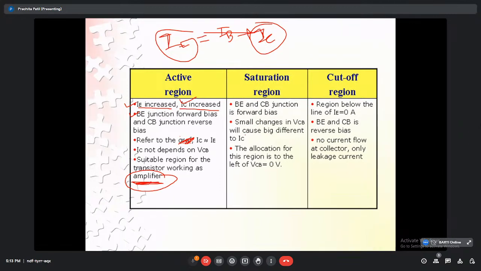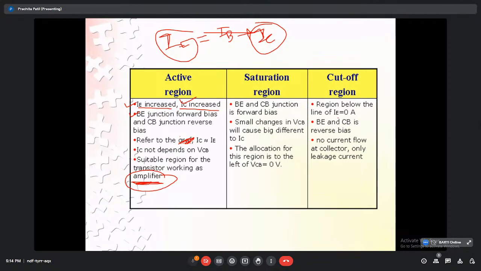Small changes in VCB will cause big differences in IC. Yes, that's true. And the allocation for this region is to the left of VCB equal to 0, as we have seen. Then we can see about the cutoff region. In case of the saturation region, we can use the transistor as a switch. For switching purposes, we can use the transistor.